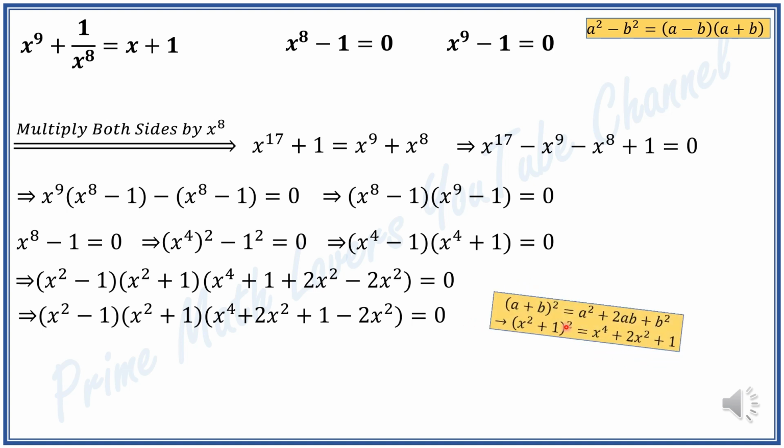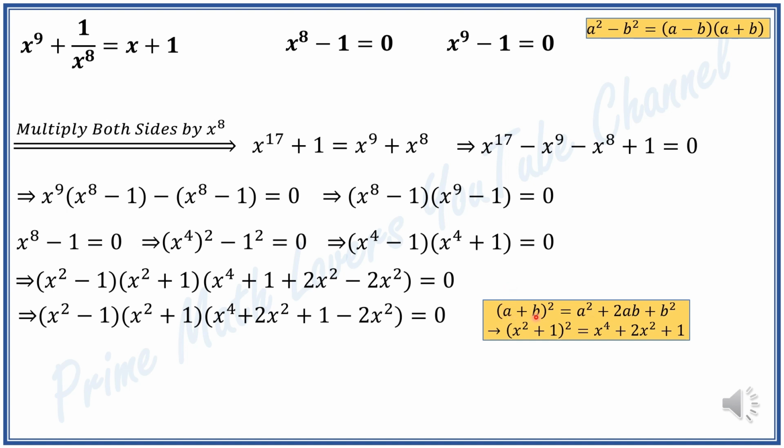Now we know that a plus b squared is equal to a squared plus 2ab plus b squared. And if I apply this to x squared plus 1 to the power of 2, I'll get x to the power of 4 plus 2x squared plus 1. These three terms are exactly like these three terms in our third factor in our equation. So I can replace this with x squared plus 1 to the power of 2. So I'll get x squared minus 1 times x squared plus 1 times x squared plus 1 to the power of 2 minus 2x squared is equal to 0.